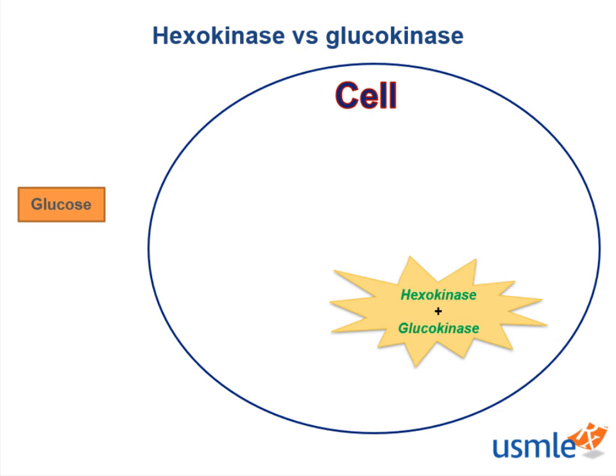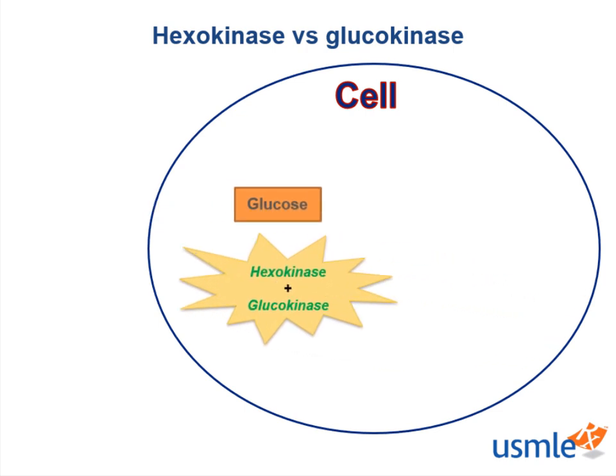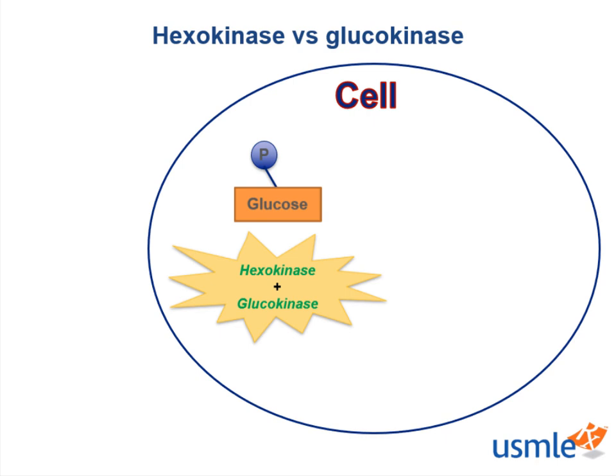Do you remember what the function of a kinase enzyme is? A kinase enzyme transfers a high-energy phosphate group from ATP to a substrate. So we have a cell here and a molecule of glucose located outside the cell. It is free to enter and leave the cell in its current form. But once a glucose enters a cell, it meets with the enzymes hexokinase or glucokinase, which adds a phosphate group to the glucose molecule. Thus, the first step of glycolysis is phosphorylation of glucose to create glucose 6-phosphate.